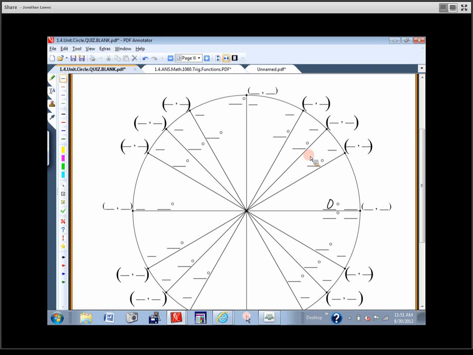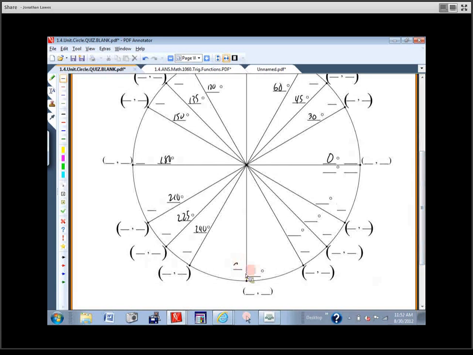I'll say it, you think it. As long as you can think it before I write it, then we're in good shape. So this is 30, 45, 60, 90, 120, 135, 150, 180, 210, 225, 240, slide down here, 270, 300, 315, 330, and all the way around is 360.